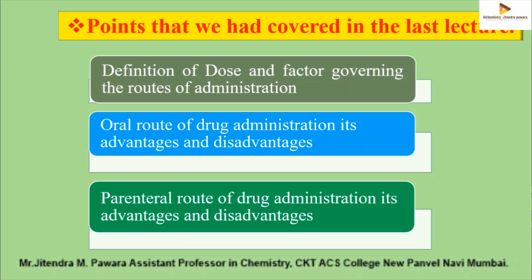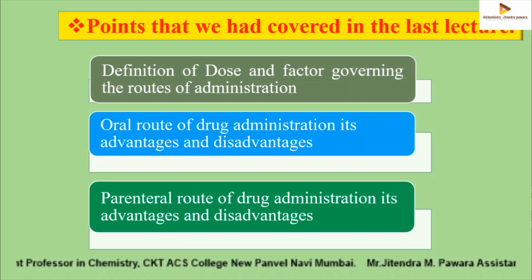Then the rapidity with which the response is required, which means how much time is required for the drug to show its response. That is also an important factor which governs the choice of a route. Then the accuracy of dosage desired and the condition of the patient. So these are the 7 factors that are responsible for governing the choice of a route.